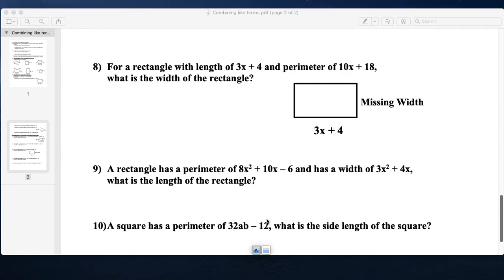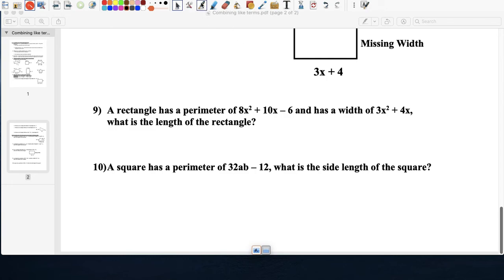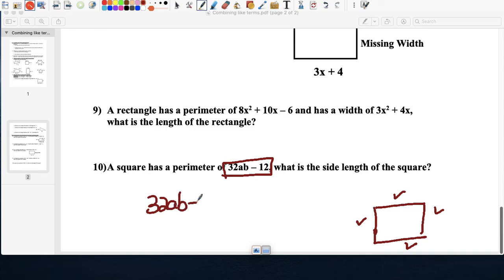And the last question, I think, yay, a square. If it's a square, we know all the sides measure the same. So they're telling me that if I add this side plus this side plus this side plus this side, I get 32ab minus 12. So what I have to do is divide that by 4. So we're going to do that. So 32ab minus 12, and we're going to divide each term by 4. Divide that by 4, and divide that by 4.